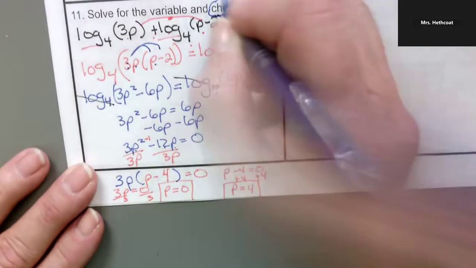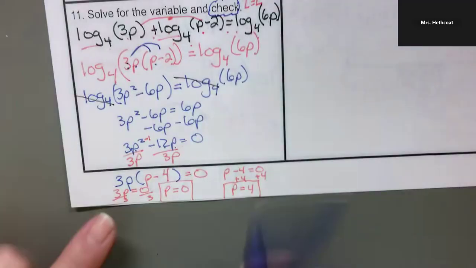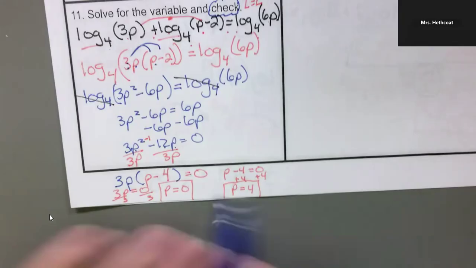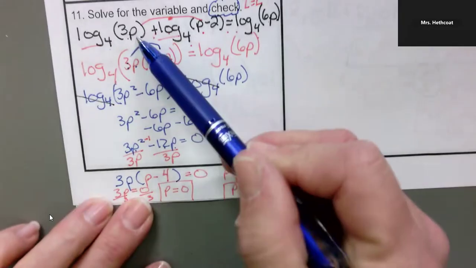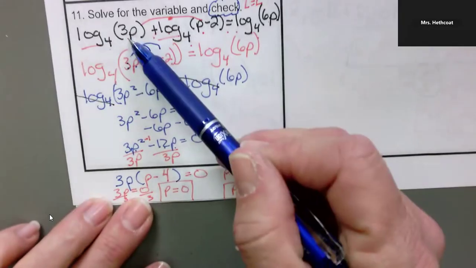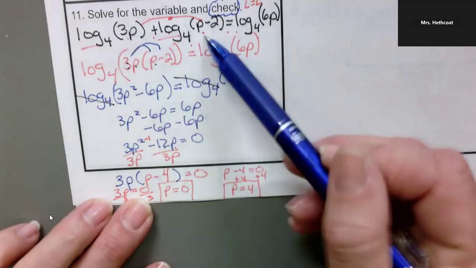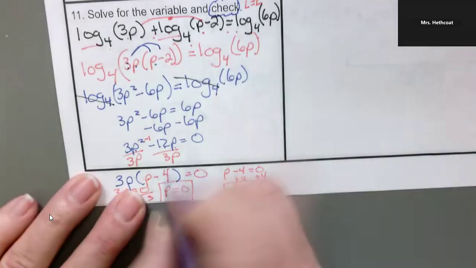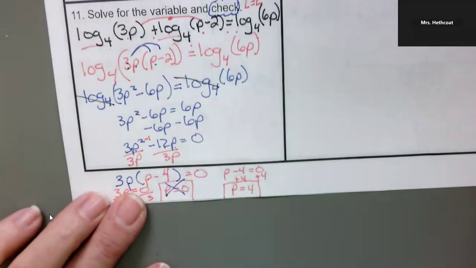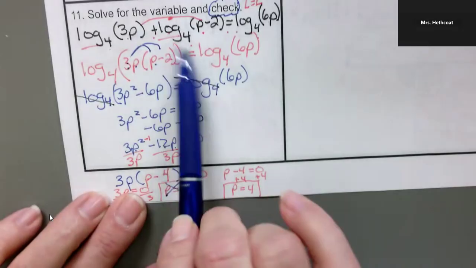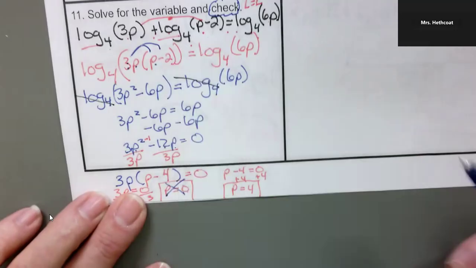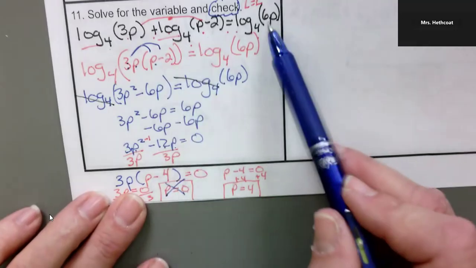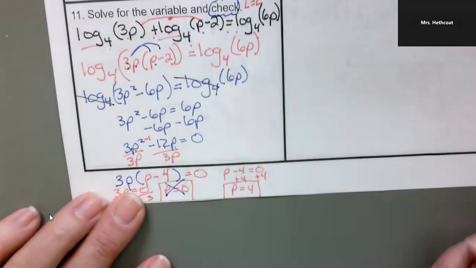Before we go on to number 10, we need to check and see if any of our logs are going to be negative when we do that. Okay? So let's try 0. 0 into 3 times 0 would make it 0. We can have a log of 0. That's fine. Put it into here. 0 minus 2 would give me log base 4 of negative 2. That is not okay. So p cannot equal 0 because we would end up with log base 4 of negative 2. That is not allowed. You can still check the 6 times p, which would be 0. That would be okay. But if it doesn't work in 1, it's not allowed.